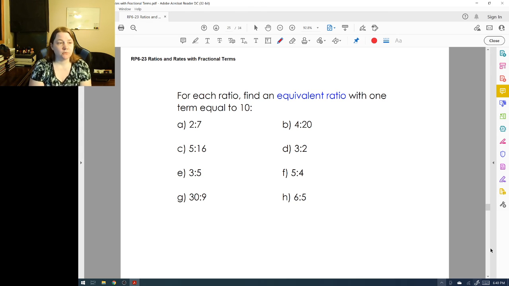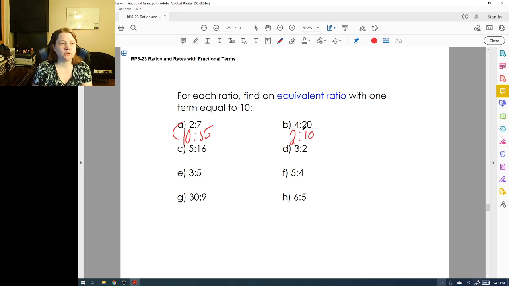Got a bonus here. For each ratio, we're going to find an equivalent ratio with one term equal to 10. So the first thing I'm going to do is figure out which term would be easier to get equal to 10. Well, is it easier to make 2 into 10 or 7 into 10? I think it's much easier to make 2 into 10 because 2 times 5 is 10, 7 times 5 is 35. 4 or 20, which one of those is easier to make into 10? Well, it's easier to make 20 into 10 because 20 divided by 2 is 10, so 4 divided by 2 is 2. You go ahead and try the rest of these.